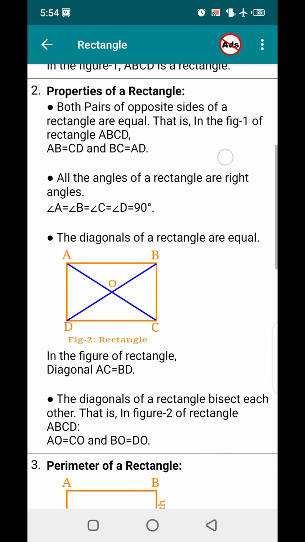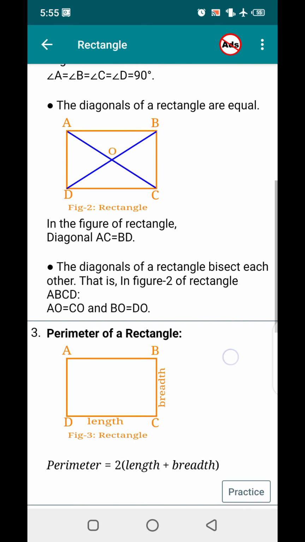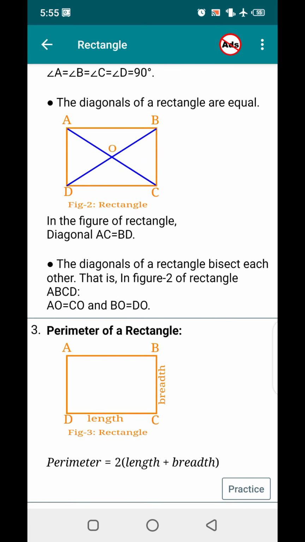Moreover, the properties of a rectangle: both pairs of opposite sides of a rectangle are equal, which I told you earlier. This is the figure of a rectangle, and we write it ABCD. AB is always equal to CD, and BC is equal to AD. Here are the diagonals. I have drawn the intersection of BD and AC.